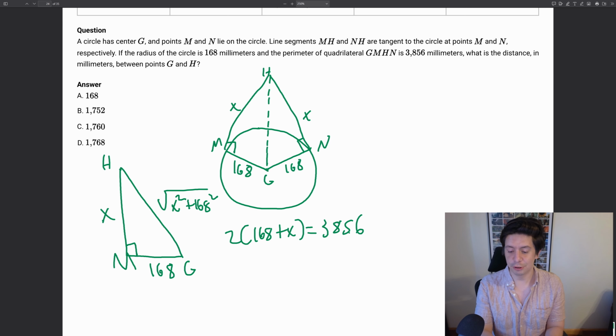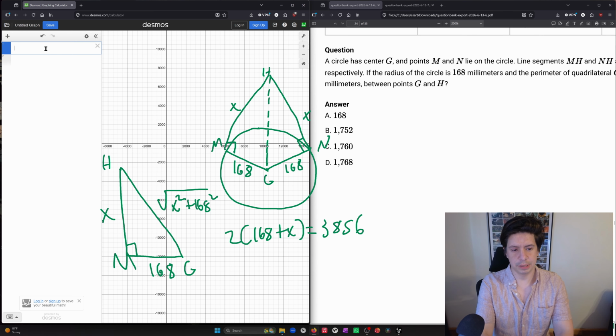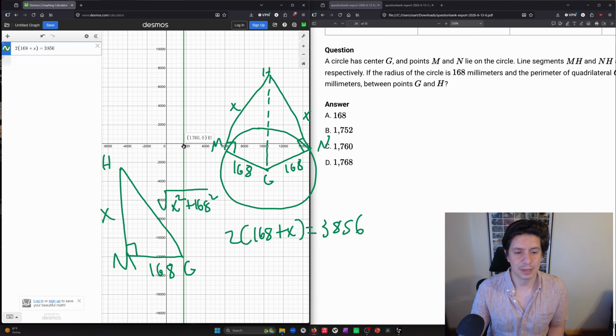Let's use Desmos to solve that, and then we can use Desmos to solve for the hypotenuse after that. So we're going to have 2 times (168 plus X) equals 3,856. That is going to be 1,760. So that's our X. That's an answer choice. That's where people would mess up.